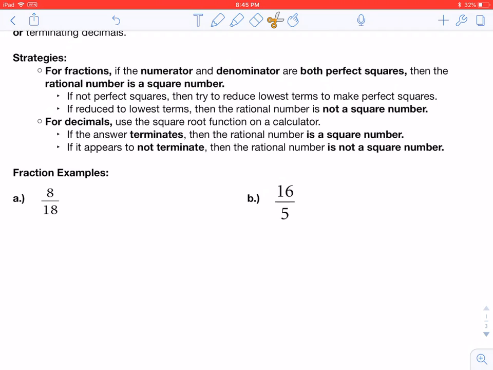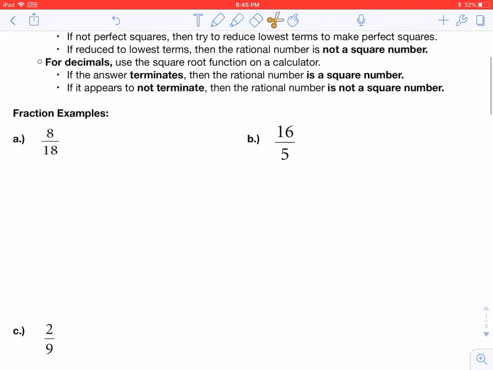And for decimals, you can put it into your calculator, and if the answer terminates, or if the decimals stop at some point, then the number is a square number. And if it appears to not terminate, then you can guess that it is not a square number. So we're going to go through a couple examples here.